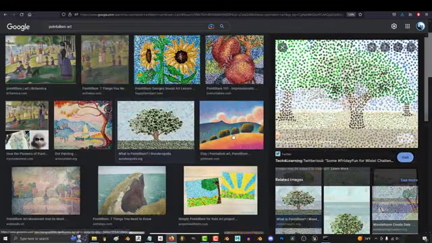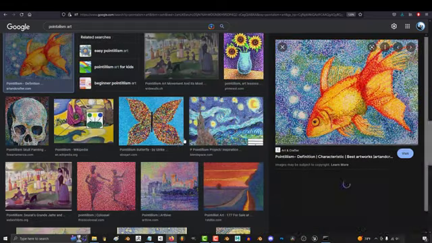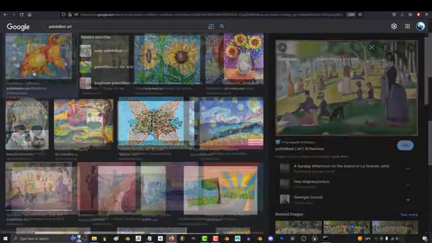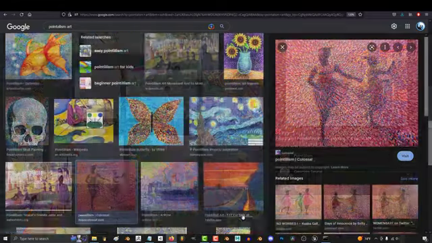Pointillism, also known as dot art, is the technique of creating art by dotting a bunch of colors. Famously used by Georges Seurat, but it's also quite popular and fun due to the simplicity of the technique.